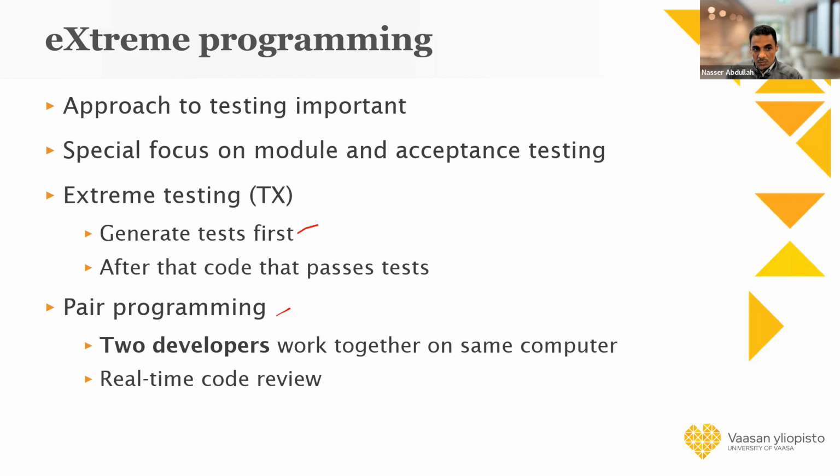So as we see, extreme programming can be considered one example of the agile models. The point of extreme programming is that we generate the test first, and then we code based on that test.